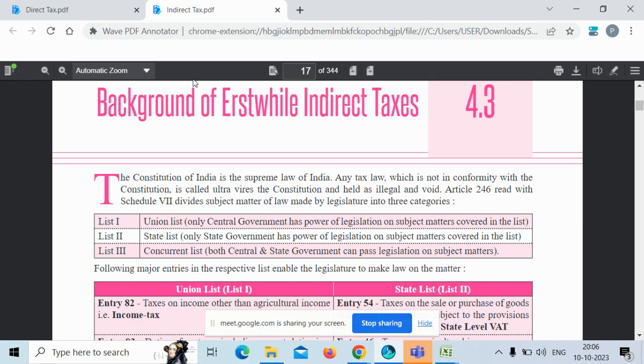Article 246, read with Schedule 7, divides the subject matter of law made by the legislature into three categories: List 1, List 2, and List 3. So, suppose I don't obey any rule or regulation of the constitution or the act, it will be considered illegal. Void means illegal. The first one is the Union list, governed by the central government. State list, governed by the state government. And concurrent list, where the union and state governments both play a role.